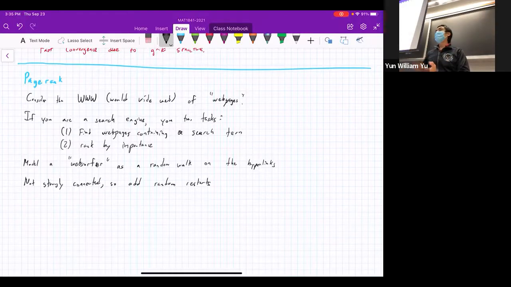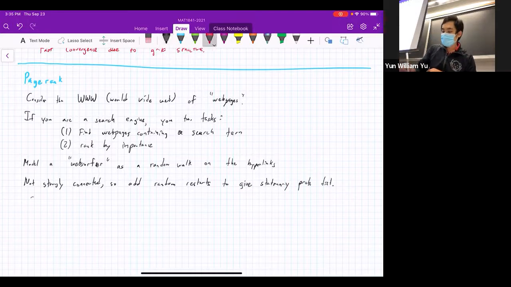And it turns out that when you add random restarts, all of a sudden the Markov chain becomes strongly connected, because at every point you have some probability of restarting anywhere else on your network. And this allows us to get stationary probabilities. It's non-trivial to prove that this gives you the stationary probabilities, but you do actually end up with them under certain parameters. So add random restarts to give stationary probability distributions. These stationary probabilities are what we call PageRank.